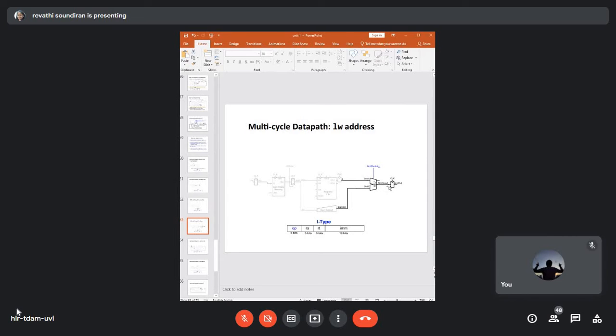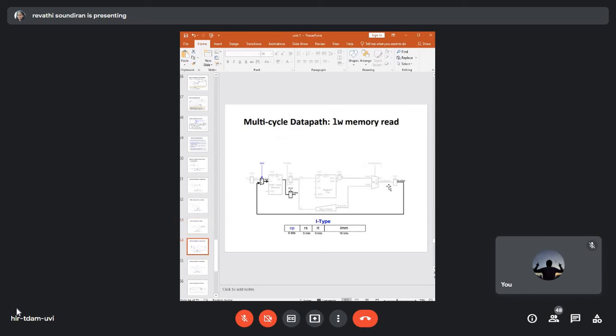In the next clock cycle, the data is loaded from the memory and has to be written back to the register file. That is the operation pending. Now it is going to generate the address offset, and before the data is loaded, the address is being generated here.